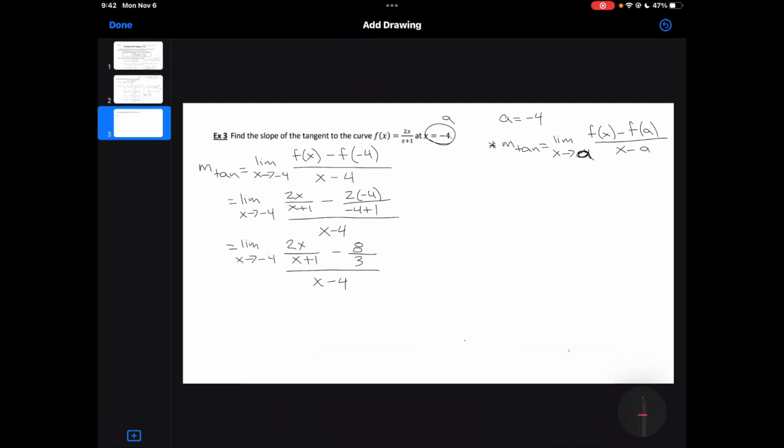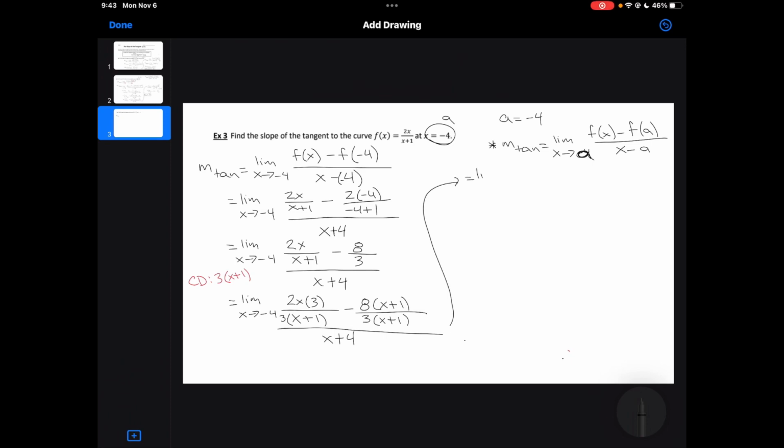Now I need a common denominator to add the two fractions on the top together. I'm going to get that just by multiplying them together, so I've got 3 and x plus 1. That means that my first fraction, I need to multiply by 3, so I've got 2x times 3 over x plus 1. And then I'm going to multiply my right-hand fraction by x plus 1, so that my denominators are now the same. Oh, and going back here, I am taking away negative 4, which is the same as adding 4 there.